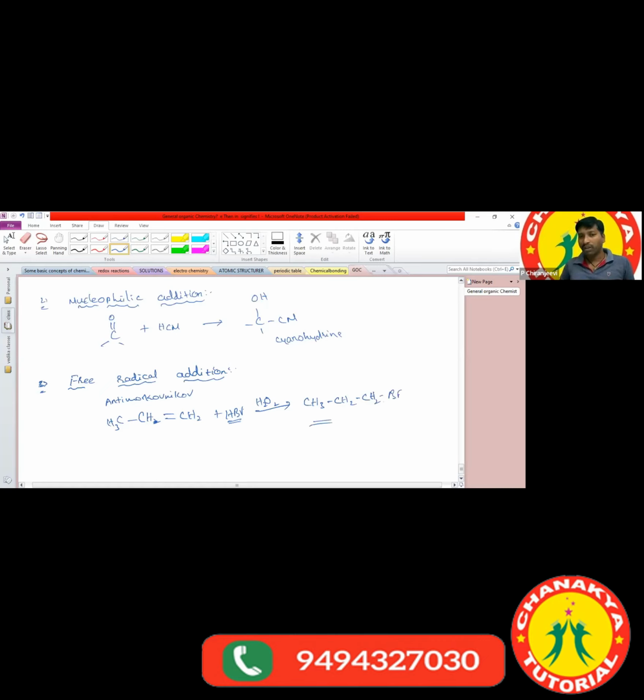So these are the different types of addition reactions. The remaining part we will continue tomorrow.